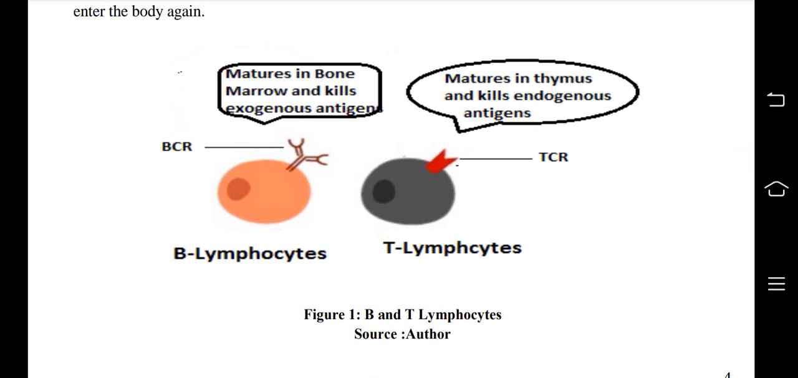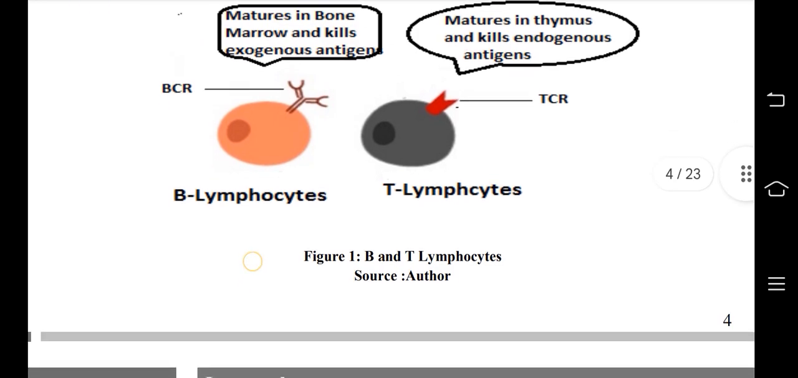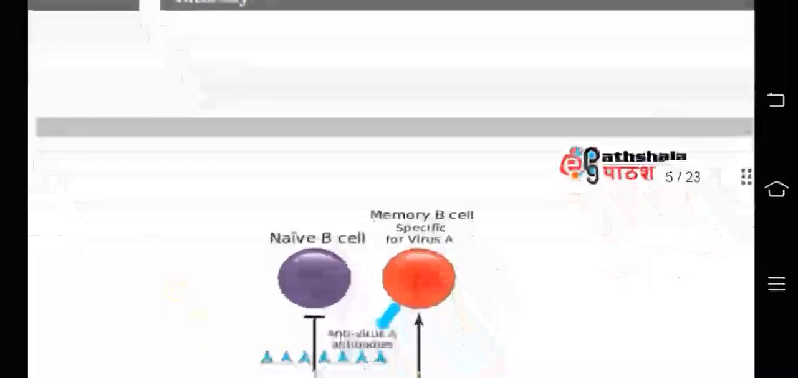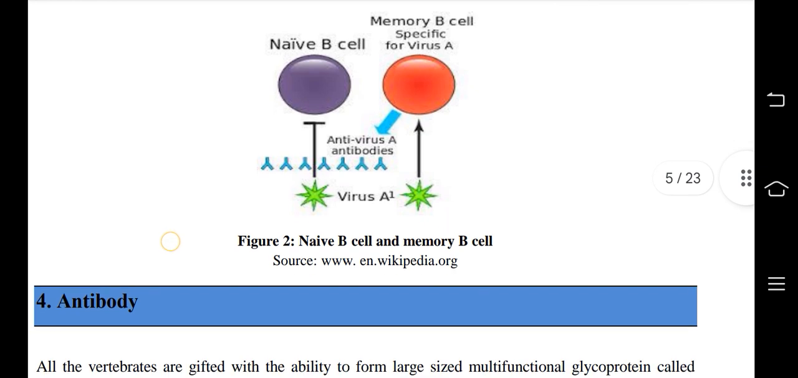BCR. B lymphocytes mature in bone marrow and kill exogenous antigens; T lymphocytes mature in thymus and kill endogenous antigens. TCR, BCR. Naive B cell and memory B cell.